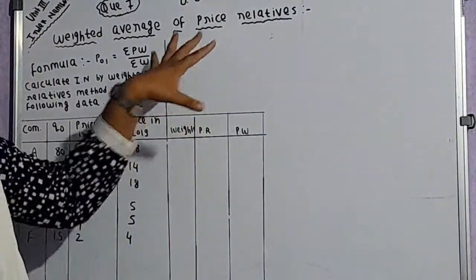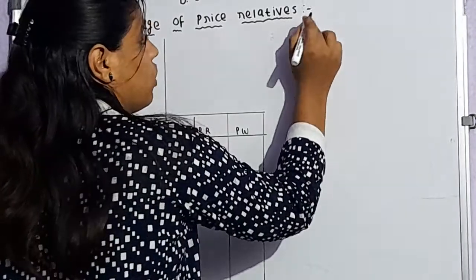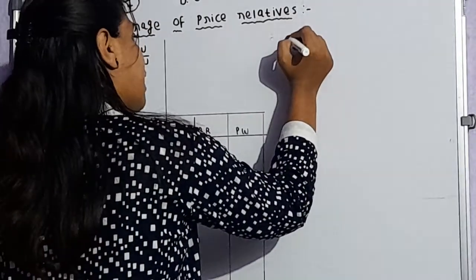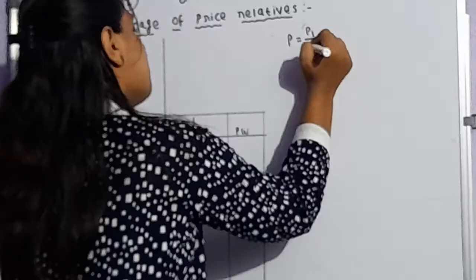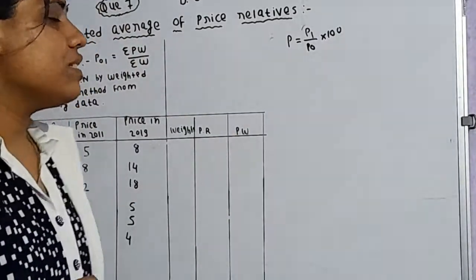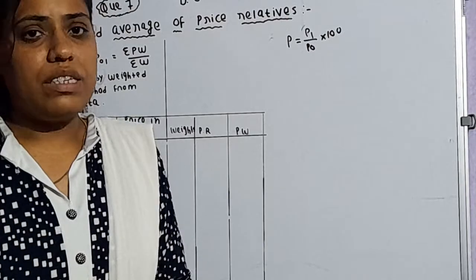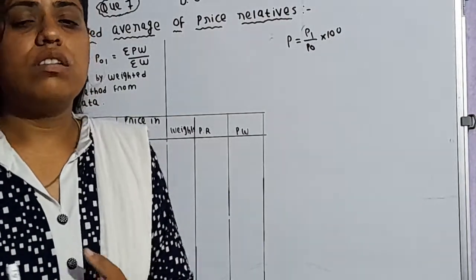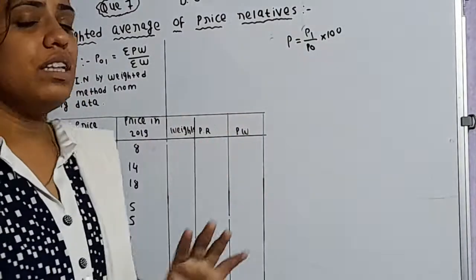So how do we calculate price relative? We calculate price relative this way: P1 upon P0 multiplied by 100. So it basically represents the prices of current year in terms of the prices of base year. Percentage of price change in the current year in terms of the prices in the base year is represented by the price relatives.